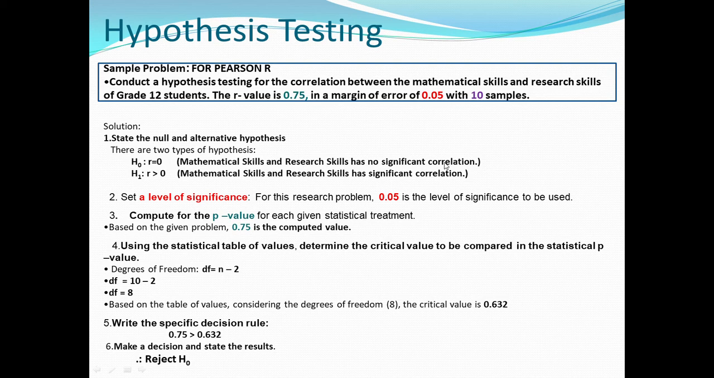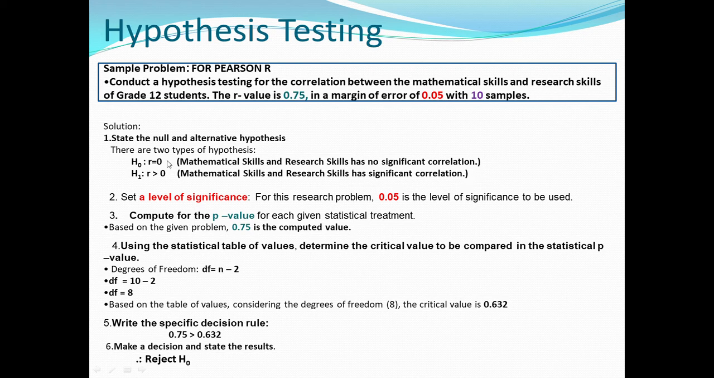Now, how are we going to write hypothesis? So pwedeng ganito. Since we are looking for the correlation, yung assumption natin for the null hypothesis is mathematical skills and research skills has no significant correlation. So for alternative naman, mathematical skills and research skills has significant correlation.